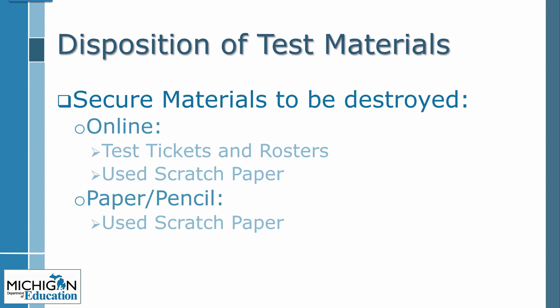Some secure materials must be destroyed after testing. There are secure materials that need to be securely destroyed for both online and paper pencil testing. In online testing, examples of secure materials include test tickets and rosters, and all scratch paper and graph paper used. These materials must be securely destroyed after the test administration. For paper pencil testing, examples of secure materials include all used scratch paper that must be securely destroyed. Be sure to review the instructions for materials return section of the M-STEP Test Administration Manual, or the TAM.